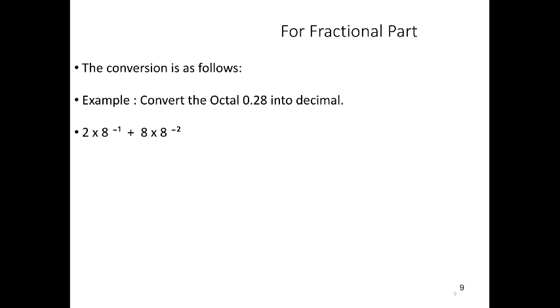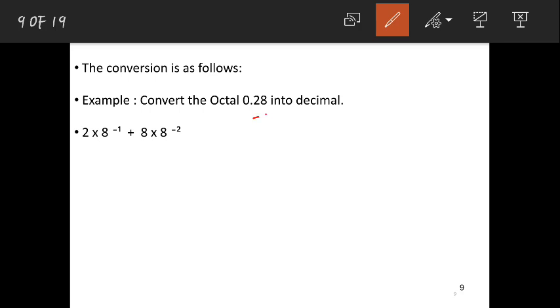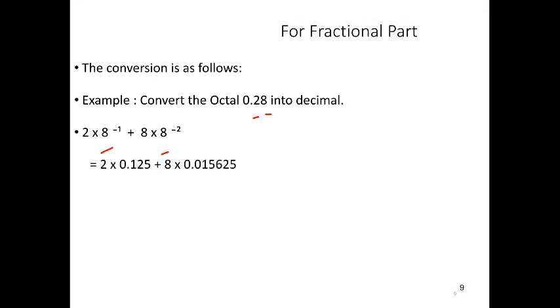Say 0.28 we have taken, but this 0.28 is an octal number this time. So in place of this 2 and 8, we have 8 to the power of minus 1 and 8 to the power of minus 2. Those are its positional weights. So you need to just multiply that.